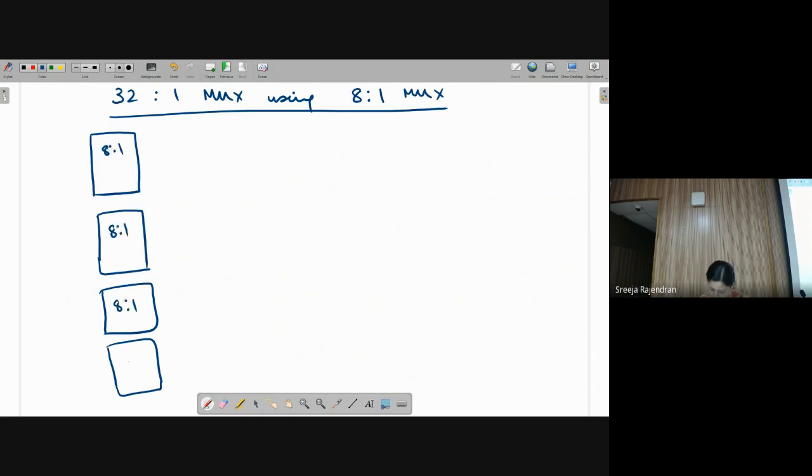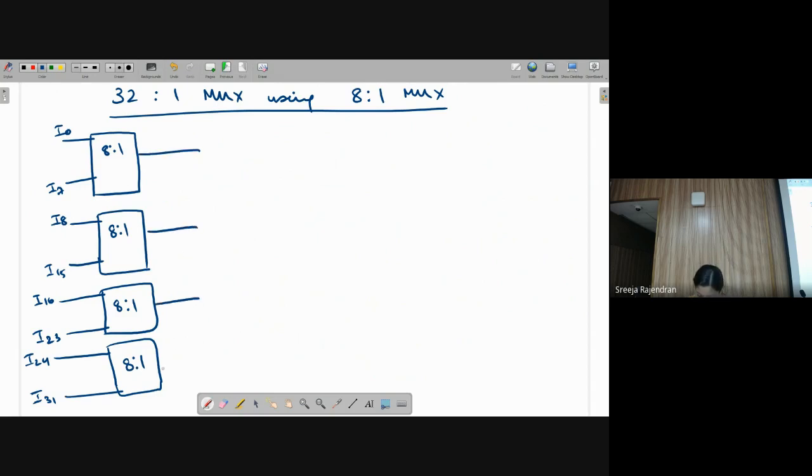We are not doing this question, I'm just showing the connection of the tree. That is it. Okay. So 8 is to 1 means I can have from I0 to I7 here, I8 to I15, I16 to I23, I24 to I31. Okay. 8 inputs each. Okay, so now I have 4 outputs produced.